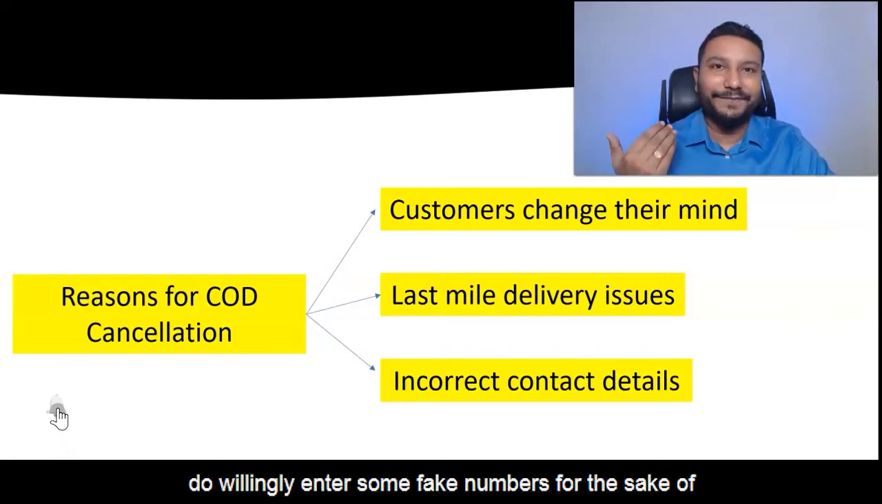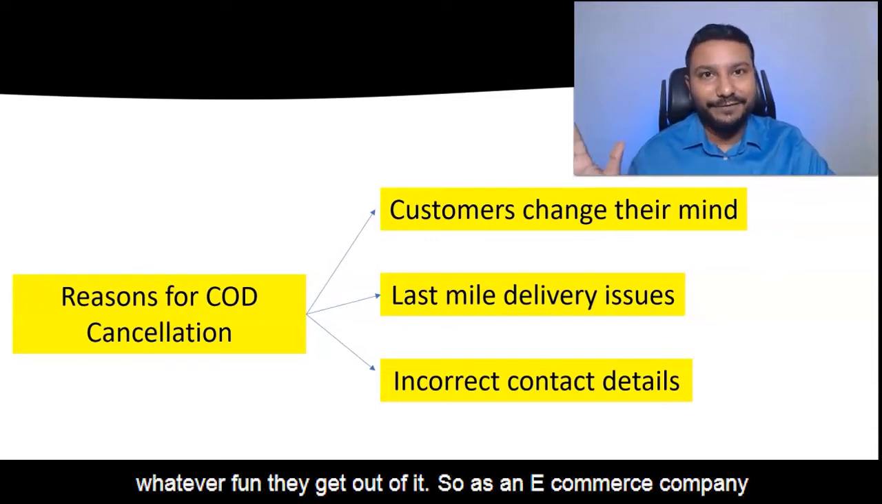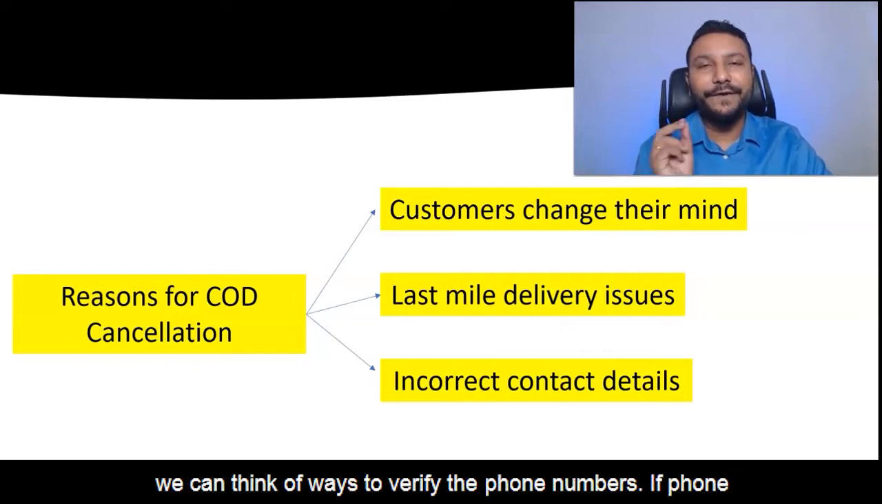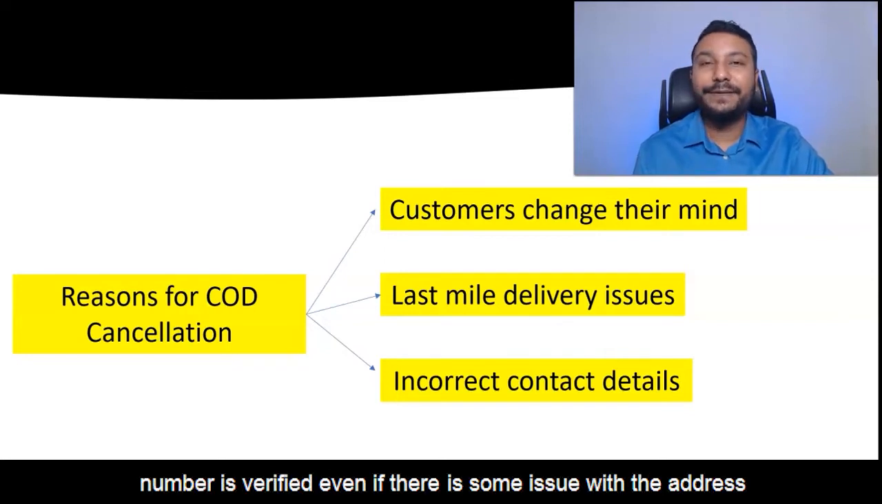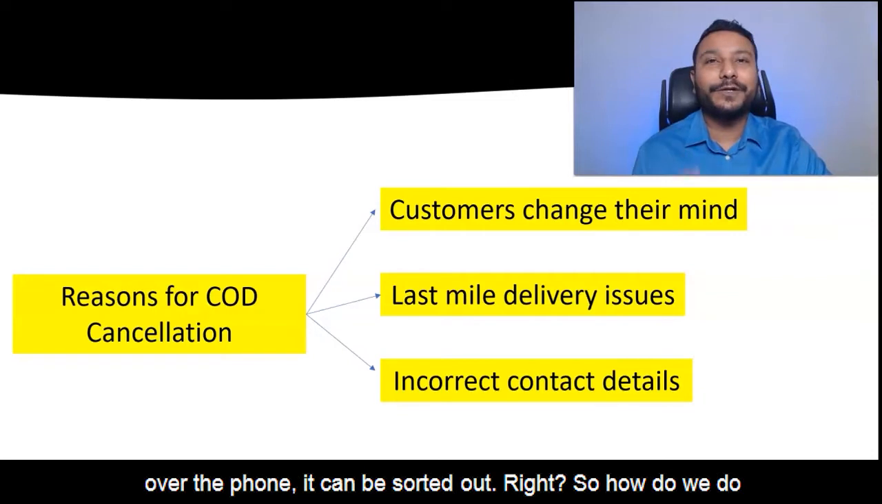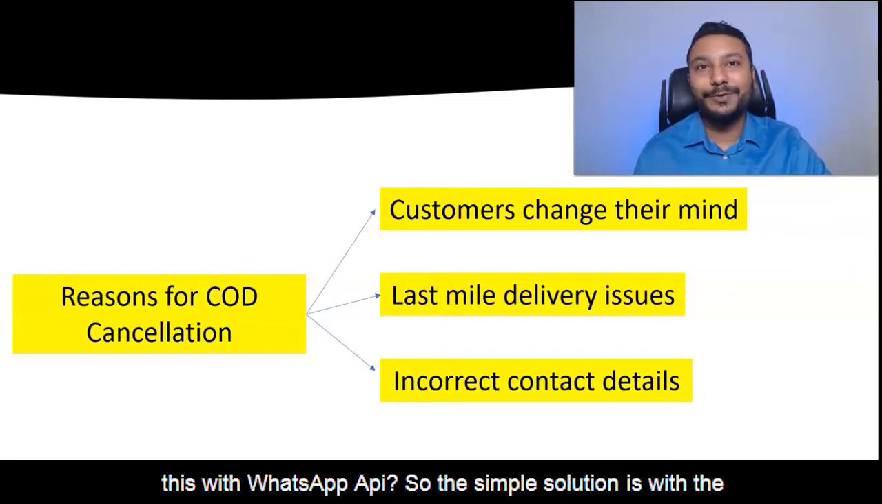Sometimes people willingly enter some fake numbers for the sake of whatever fun they get out of it, okay? So as an e-commerce company, we can think of ways to verify the phone numbers. If the phone number is verified, even if there is some issue with the address over the phone, it can be sorted out, right? So how do we do this with WhatsApp API?